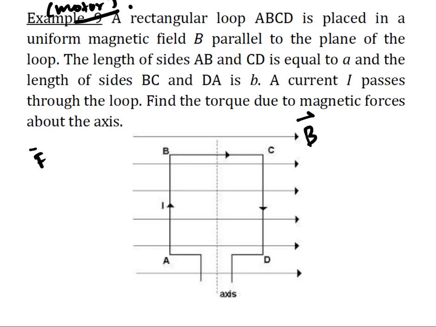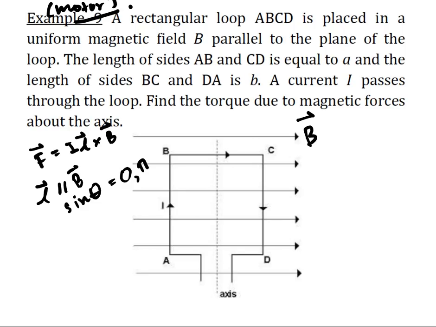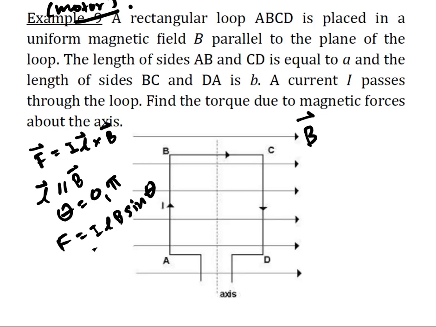So with the expression of the Lorentz force, F = I L cross B, whenever you have L parallel with B, that is, if theta is 0 or theta is equal to pi, sine theta is 0, so the magnitude of the force, I L B sine theta, will become 0. So the force at BC is 0 and the force at DA is also 0, because these are the cases.